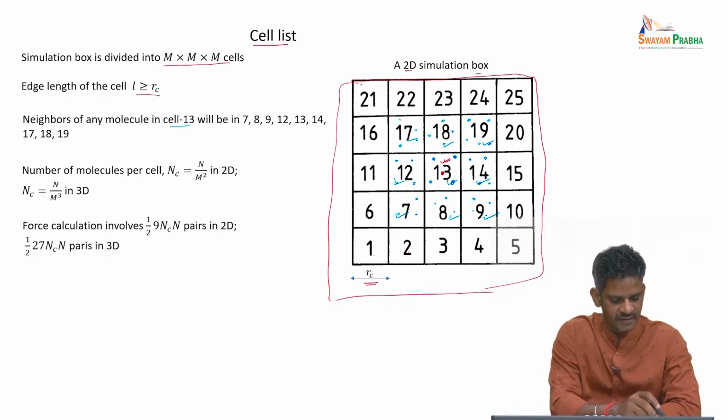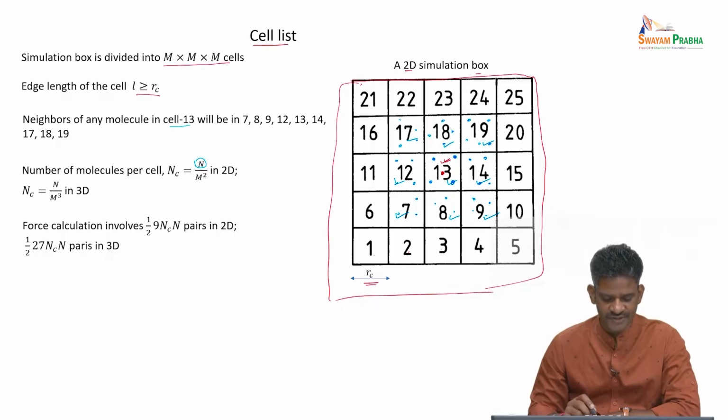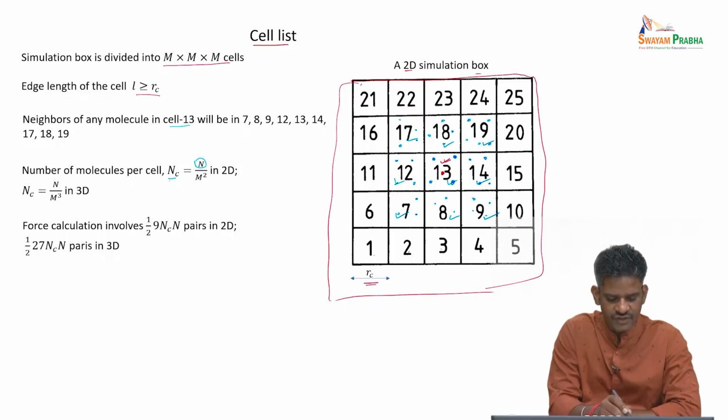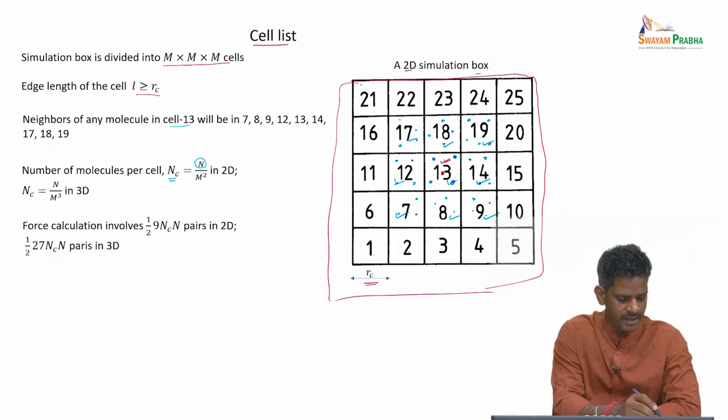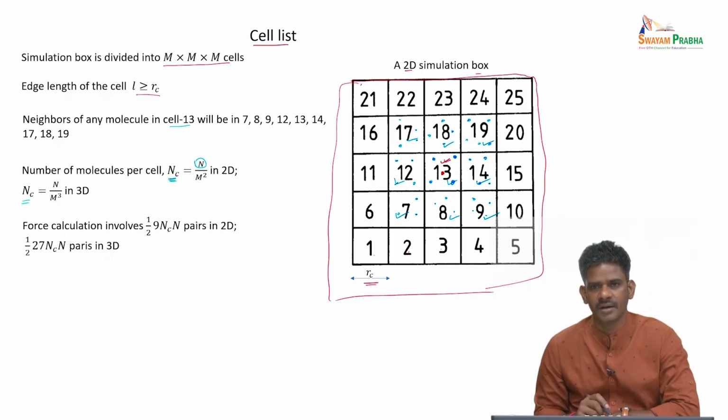And if you ask what is the average number of molecules per cell in this kind of 2D box, you can find it as the total number of particles N divided by m square, where m square is the number of cells in a 2-dimensional box. That would be the average number of neighbors in each cell. Whereas in the case of 3D, the number of molecules in a given cell would be the total number divided by m cube, because it is in 3D. So this NC here is the average number of particles in a given cell.